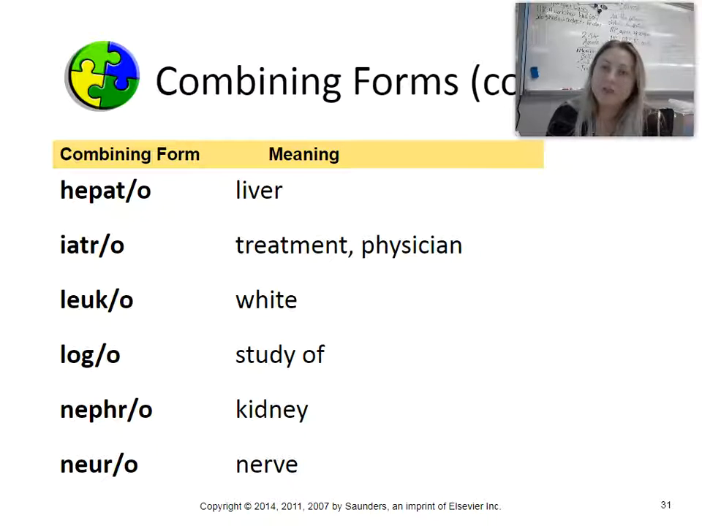Nephro is kidney, so a nephrologist is a kidney specialist. Neuro, it means nerve. So neurology is the study of nerves. A neurologist is a specialist of the nerves. The nerves make up your nervous system through your fingers and toes, all the way up to your spinal cord, up to your brain, all made out of nerves.